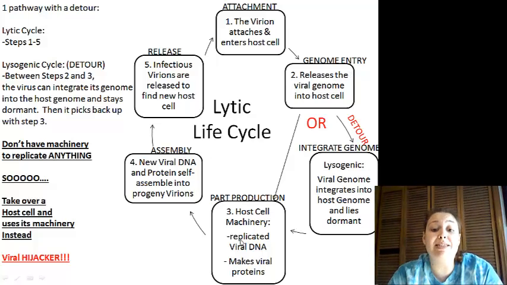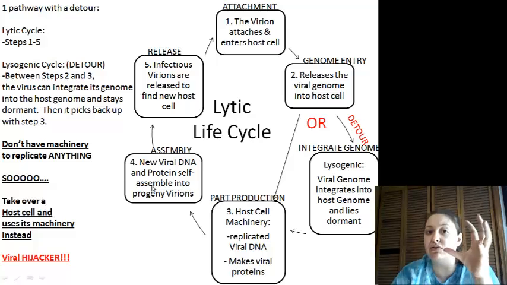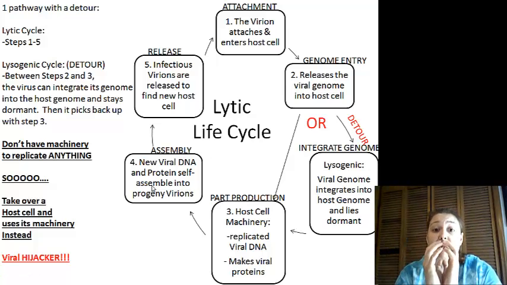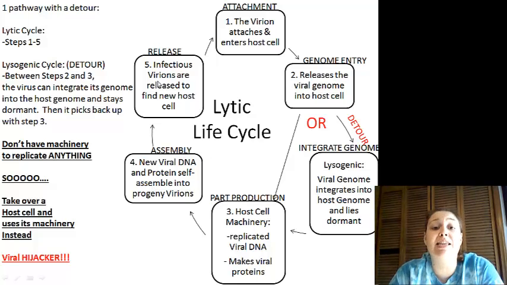The genome is then replicated by the host machinery, and we use transcription and translation to make more of the viral proteins. We then take those viral genomes and all those proteins and assemble a new virus inside of our cells. And then we have to release the infectious virion to find a new host. Now that's the lytic cycle. That's the normal thing: attachment, entry, production, assembly, release.